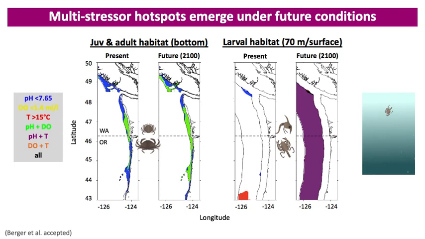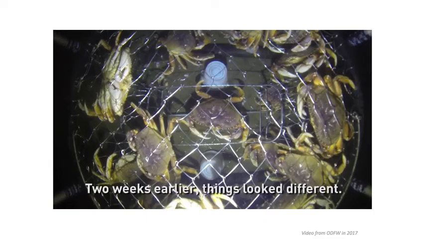For the different habitats, one is for the juvenile and adult habitat at the bottom, and another is for the larval habitat as well. This cartoon shows that as these animals migrate vertically in the water column, at higher temperatures at the surface, they may experience low pH at 70 meters, and so their habitat is experiencing both of these things. Their exposure includes both.